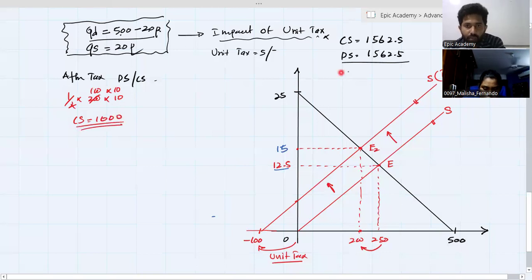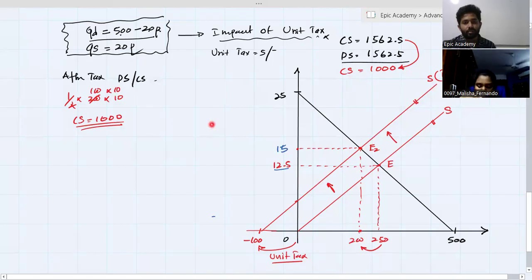So now you can identify CS reduced from 2000 to 1562.5. Because of this kind of tax, the consumer surplus reduces. This is the thing you have to identify. Then you can identify the consumer surplus, or consumers' loss, of 562.5 surplus because of the tax.